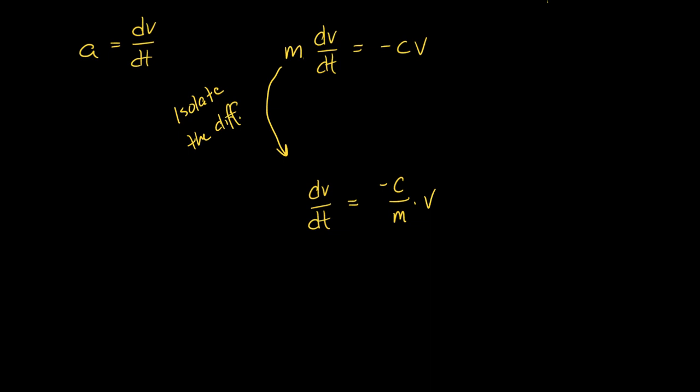I have a tendency to group the constants together, but this is the same as writing CV over m. But some people in 3rd and 6th period didn't realize that. So this and this are algebraically the same. We all okay with that? All right. I hope so. Next step.